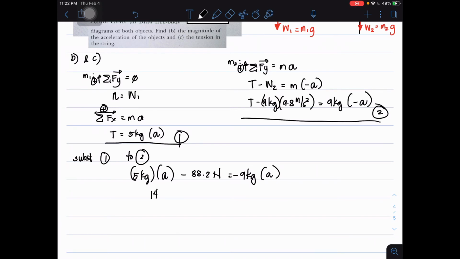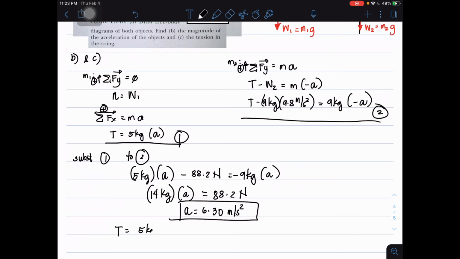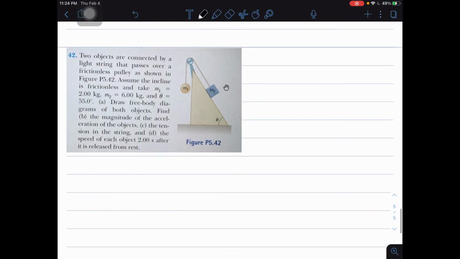14 kilograms times A is equivalent to 88.2 newtons. Therefore acceleration is equivalent to 6.30 meters per second squared, and our tensile force is equivalent to 5 kilograms times 6.30. Therefore tensile force is 31.5 newtons. That's it.